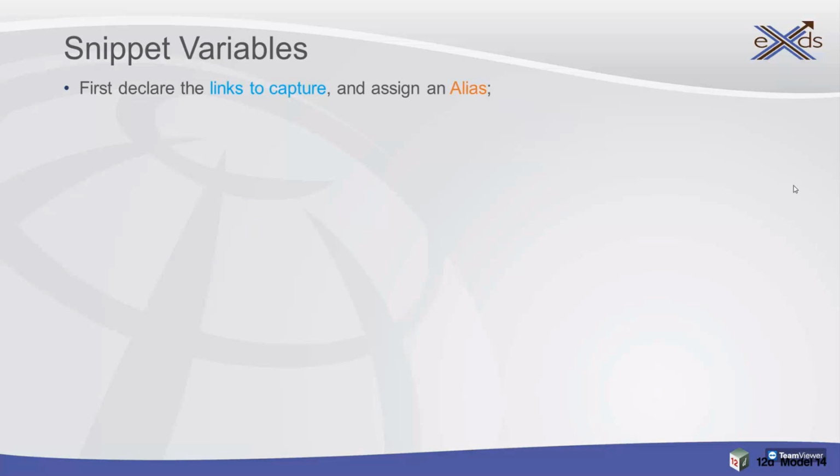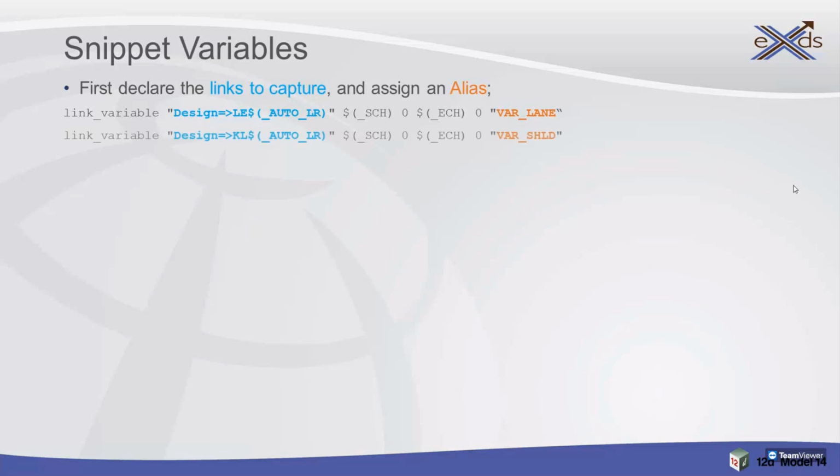The way variables work, we declare the link that we want to capture and assign an alias to it. So here we're saying we want to capture the edgeline link and we want to give it the name variable lane. We also want to capture the lip of curb and we're going to give it a name variable shoulder. So the blue is the actual link that the MTF is creating, and the variable name, the alias name, sorry, is just a temporary alias that we give to it that's used inside the snippet.